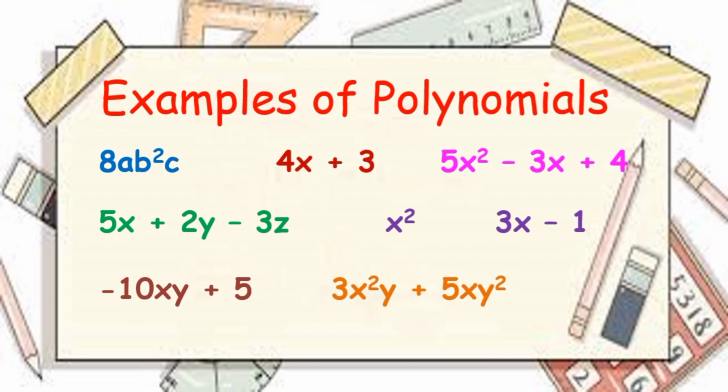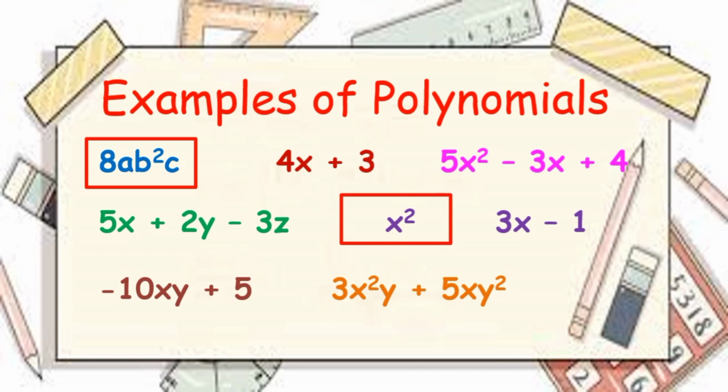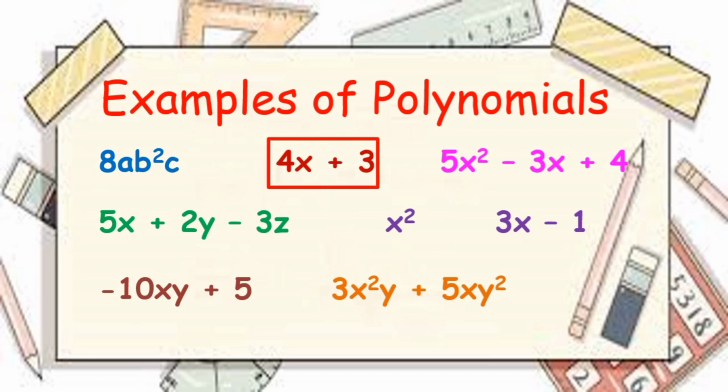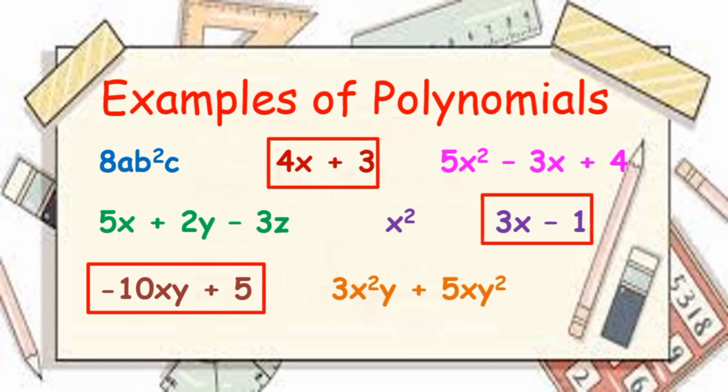So let's go back to these following examples of polynomial. In this given, 8ab squared c and x squared is classified as monomial because it only has one term. And then, yung 4x plus 3, 3x minus 1, negative 10xy plus 5, and 3x squared y plus 5xy squared are classified as binomial because it has two terms.